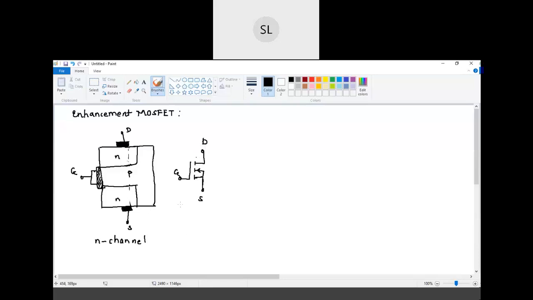If you observe the symbols of the enhancement type and the depletion type of MOSFET, here this is a broken line. In case of a depletion MOSFET, there will be a solid, straight line here. Now we need to understand the input and output characteristics of this MOSFET.